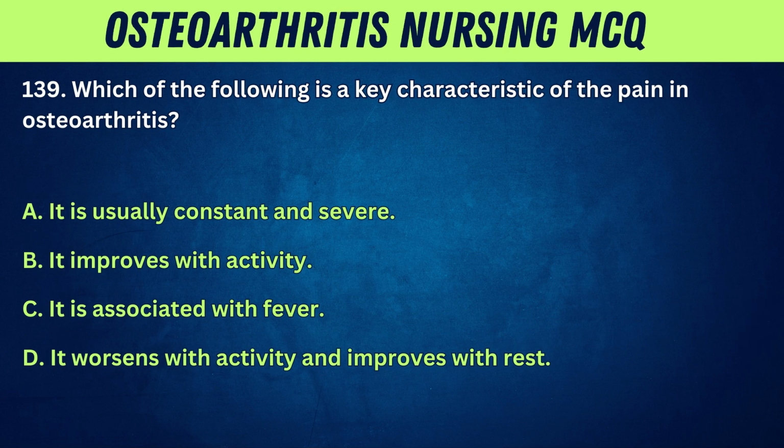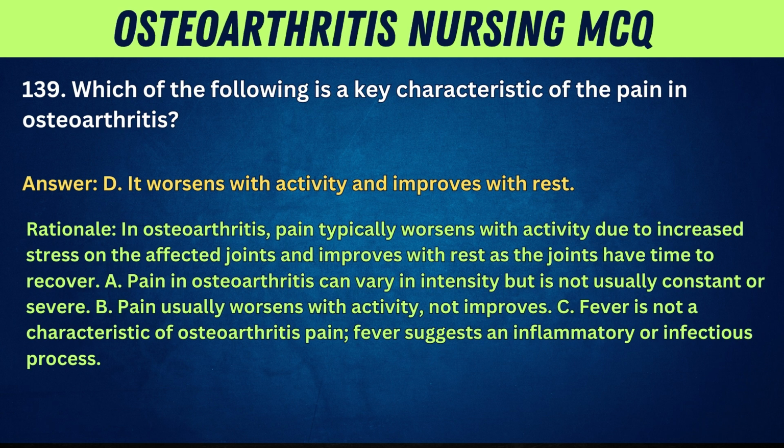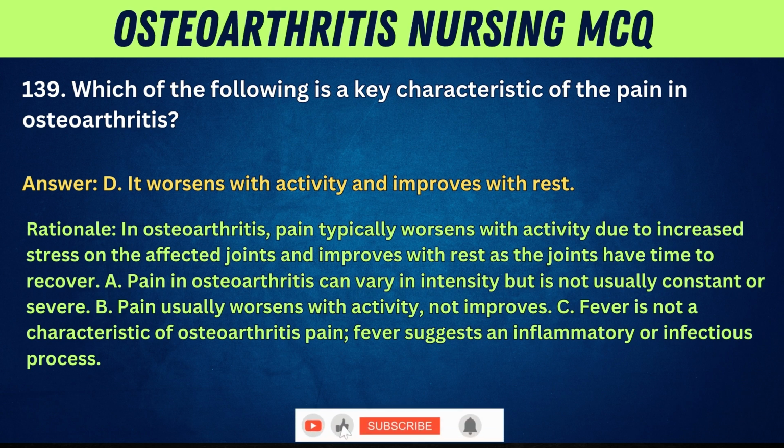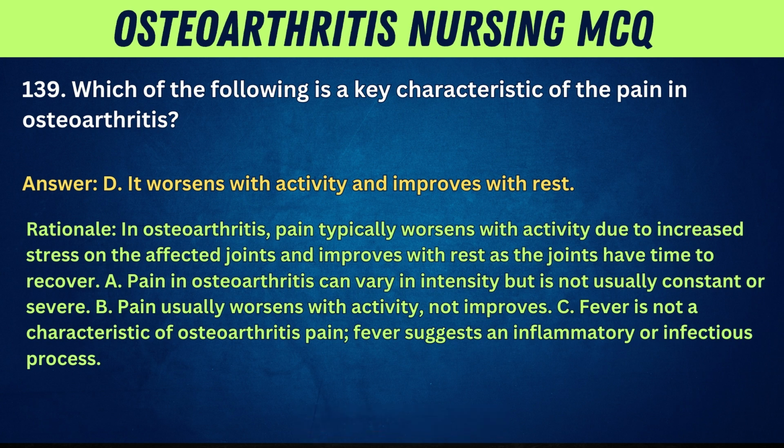139. Which of the following is a key characteristic of the pain in osteoarthritis? A. It is usually constant and severe. B. It improves with activity. C. It is associated with fever. D. It worsens with activity and improves with rest. Answer: D. It worsens with activity and improves with rest. Rationale: in osteoarthritis, pain typically worsens with activity due to increased stress on the affected joints and improves with rest as the joints have time to recover.